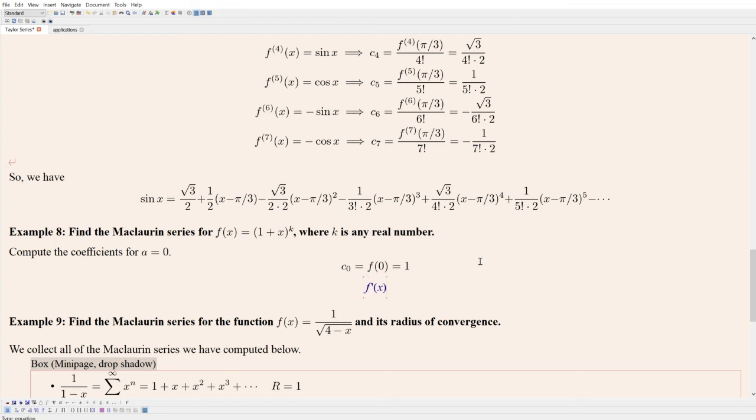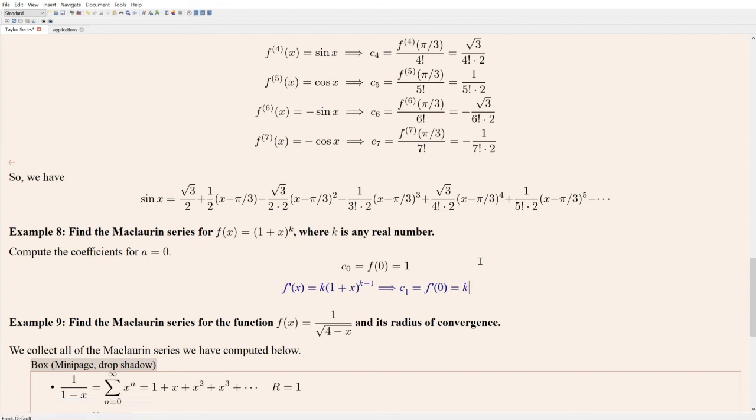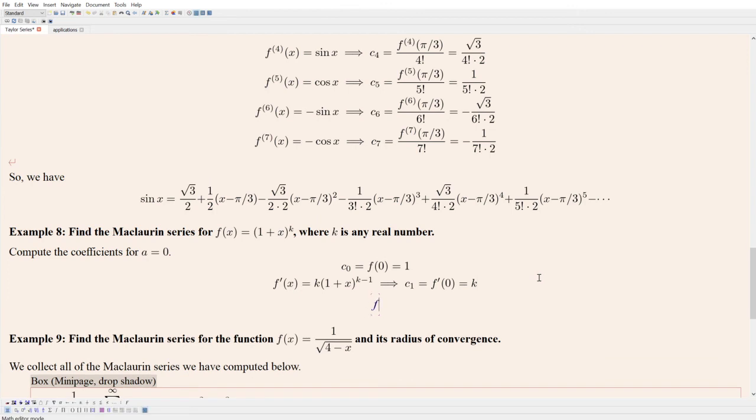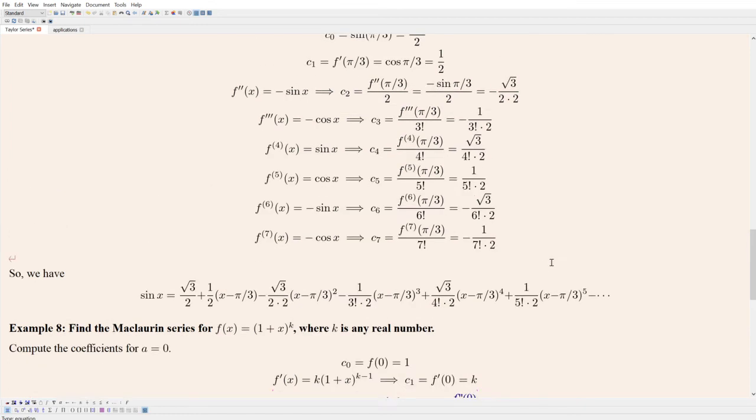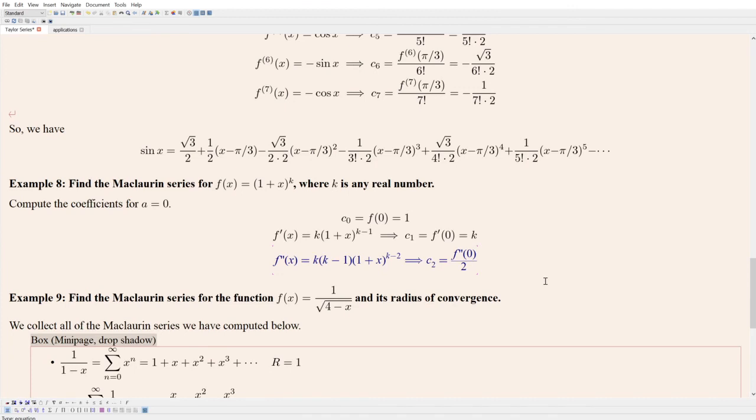Now let's start computing derivatives. The first derivative is k times (1 plus x) to the k minus 1, right? That's just the power rule. So c sub 1 is f prime at 0. Plugging in 0, we're just going to get k. Second derivative, we're going to get k times (k minus 1) times (1 plus x) to the power k minus 2. So let's see. If I plug in 0, this term becomes 1.